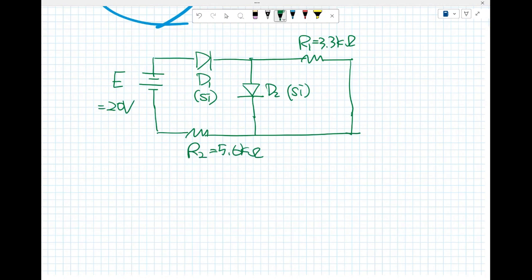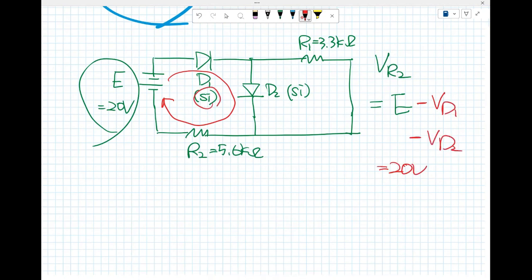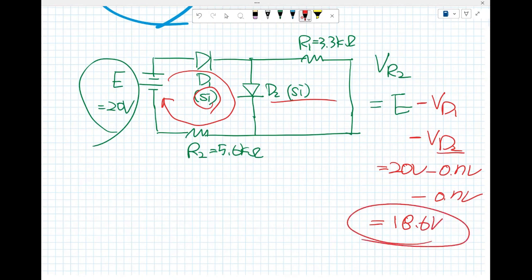Now, what is V sub R sub 2? What is V sub R sub 2? E minus what? V sub D sub 1. The 20 volt, silicon, right? Minus 0.7, silicon minus 0.7. So that is 19.3. So that was for V sub R sub 2.